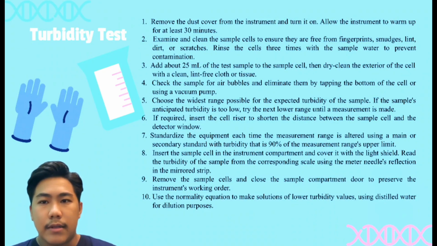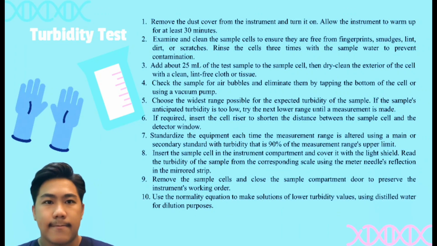Insert the sample cells in the instrument compartment and cover it with a light shield. Read the turbidity of the sample from the corresponding scale using the meter needle's reflection in the mirror strip. Remove the sample cells and close the sample compartment door to preserve the instrument's working order. Lastly, use the normality equation to make a solution of lower turbidity value using distilled water for dilution purposes.